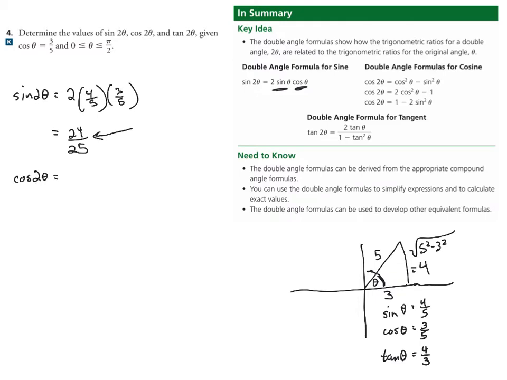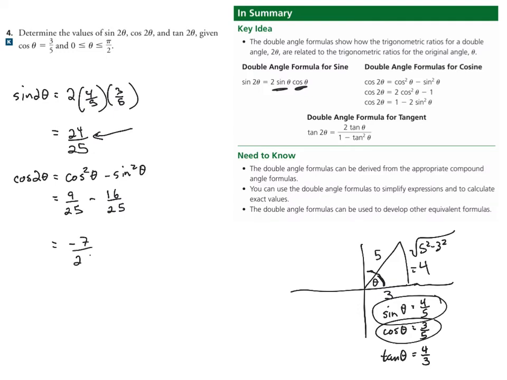Cos of 2 theta is equal to, well, we could use any one of those. Let's do cos squared of theta minus sine squared of theta. Cos of theta is 3/5, so cos squared is 9 over 25, minus sine squared, which is 4/5 squared, 16 over 25. And 9 minus 16 is negative 7 over 25.